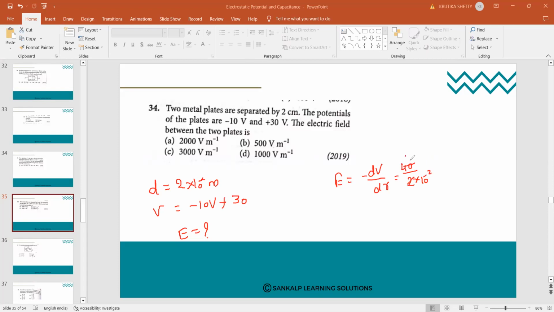So 2 ones are 2, 2 twos are 4. It is 20 into 10 raised to plus 2. So 20 into 10 raised to plus 2 is nothing but 2000. Correct? Option A. Okay, I hope it is clear.